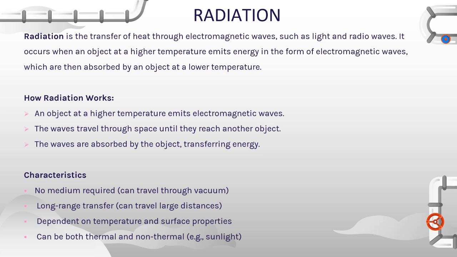How radiation works. An object at a higher temperature emits electromagnetic waves. The waves travel through space until they reach another object. The waves are absorbed by the object, transferring energy.